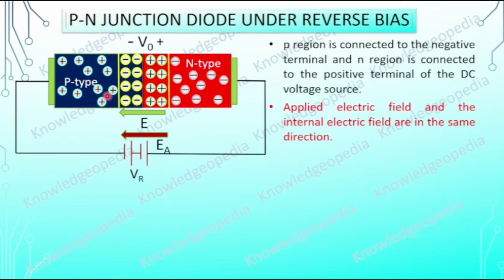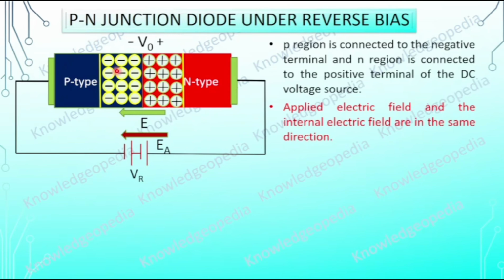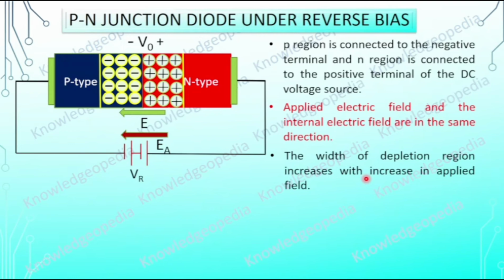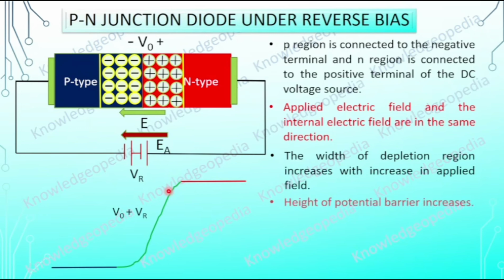Similarly, at the P side, if you see, this is the negative terminal which is connected to the P side. That means these holes will start moving towards this negative terminal. If they are moving away from the junction, definitely this junction will shift towards left. That means the width of the junction is increasing. If the width of the junction is increasing, hardly any carriers can cross this junction. If the depletion region width is increasing, this barrier height will also increase.